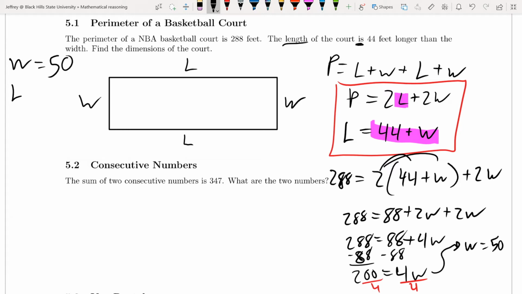How do we figure out the length? Well, we know the length is 44 plus the width, and our width is 50. So 44 plus 50 equals 94. So our dimensions of the basketball court are 94 by 50 feet.